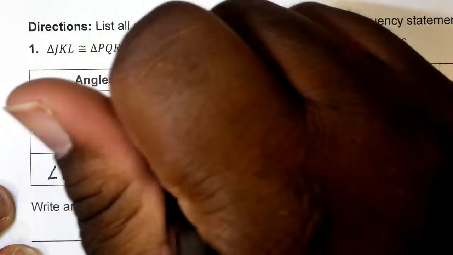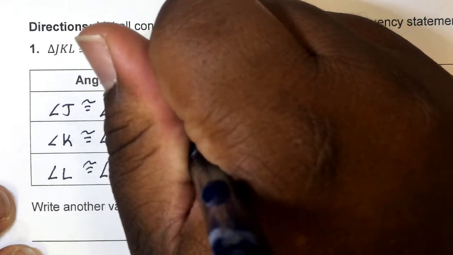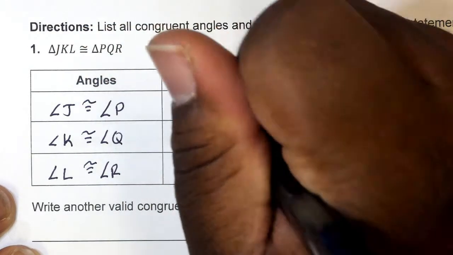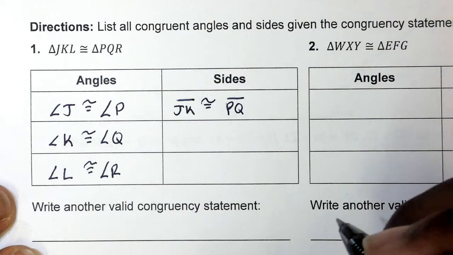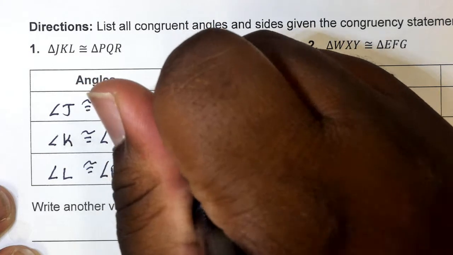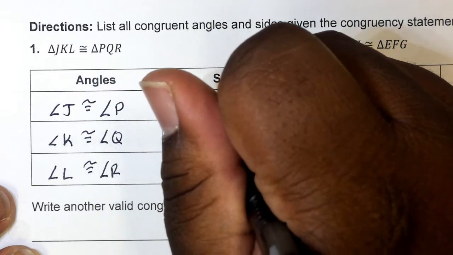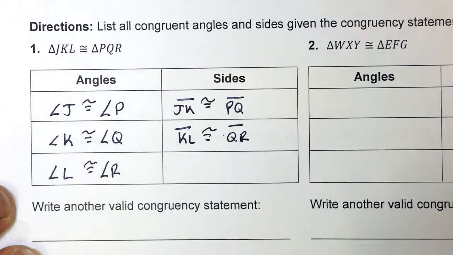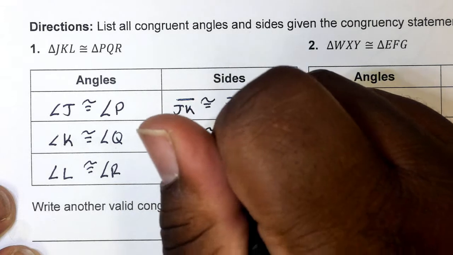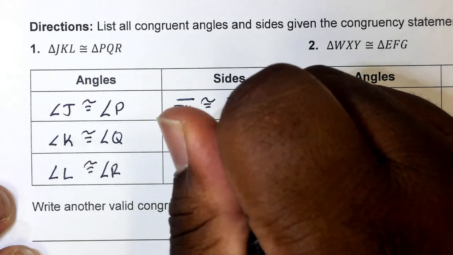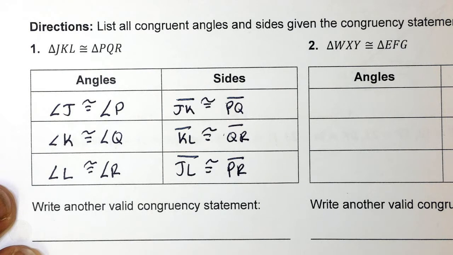My sides. I can say side JK is congruent to side PQ. I can say side KL is congruent to side QR. Then I can say side JL is congruent to side PR. Don't try to go ahead of me on this. I know some of y'all attempted to. I'm not about to write this other stuff the same way on the other side. So, don't go ahead of me.